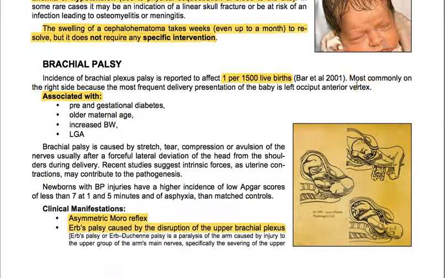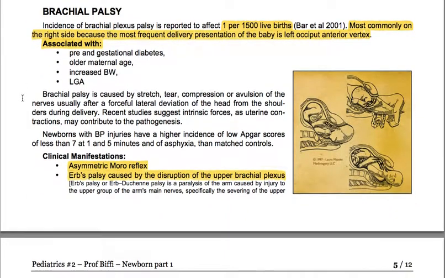It can be associated with pre and gestational diabetes, older maternal age, increased body weight, and large for gestational age. It's caused by stretch, tear, compression or avulsion of the nerves, usually after a forceful lateral deviation of the head from the shoulders during delivery. Recent studies suggest intrinsic forces such as uterine contractions may contribute to the pathogenesis.